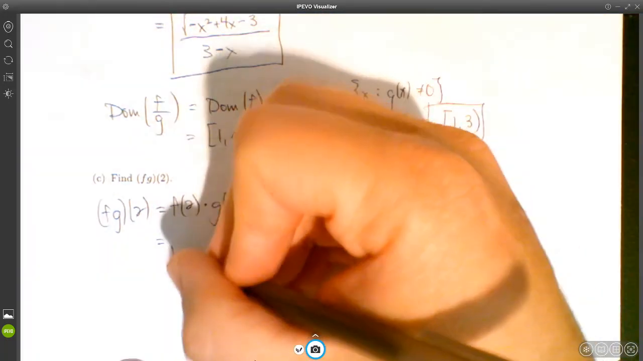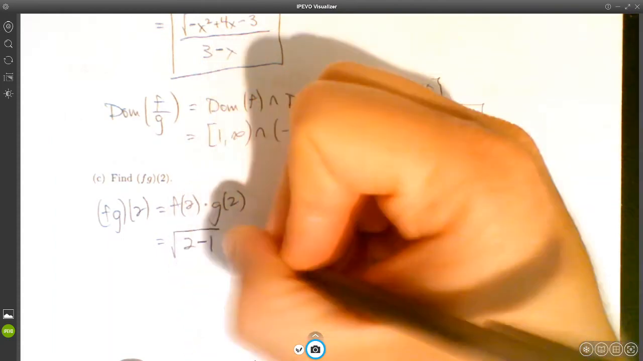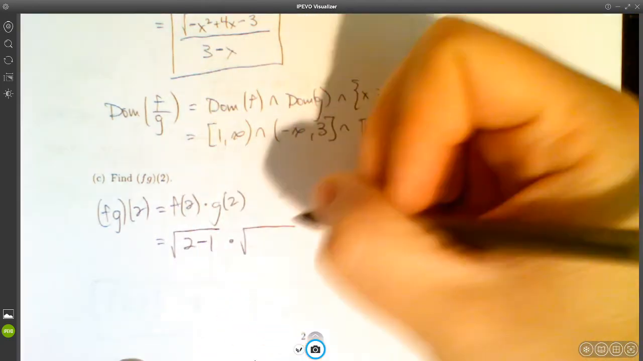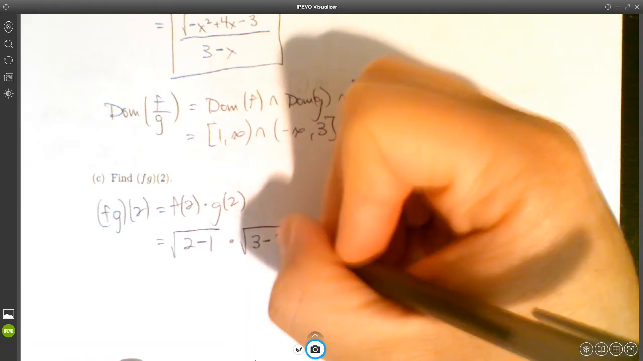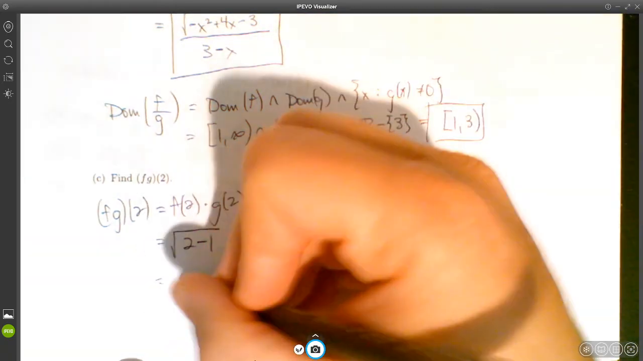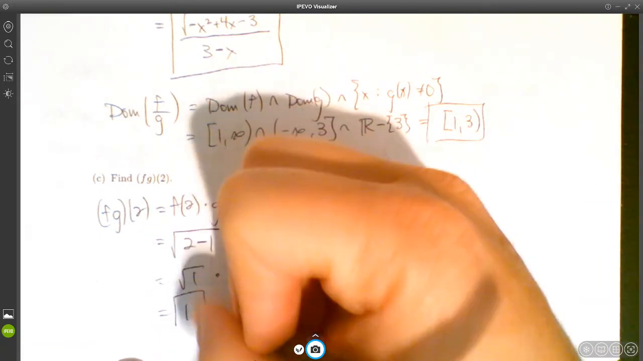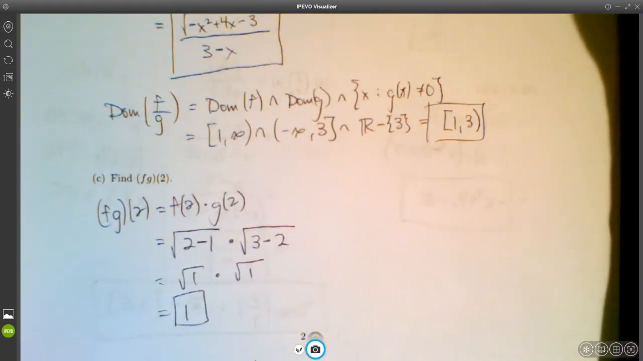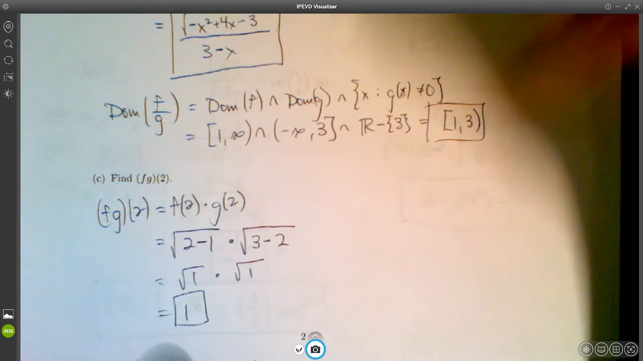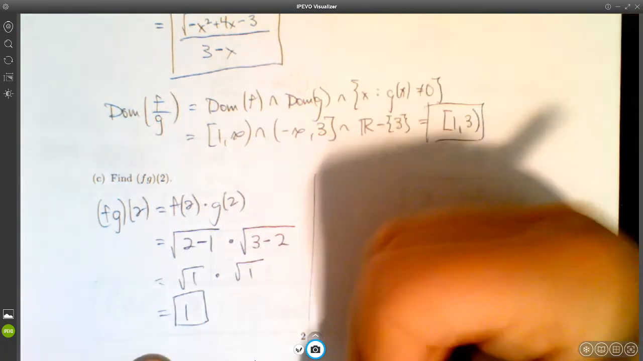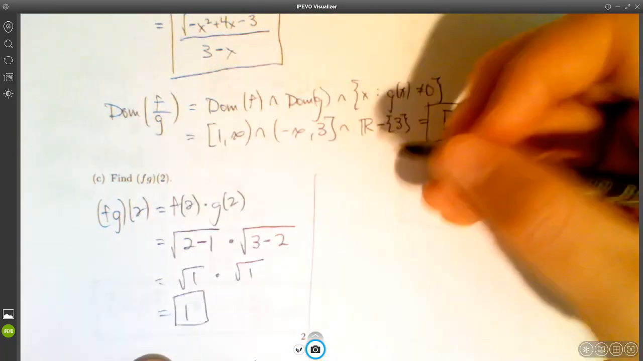F of 2 is the square root of 2 minus 1. G of 2 is the square root of 3 minus 2. How boring. So this is the square root of 1 times the square root of 1. That's just 1, right? So there's f times g of 2. So that's one way that you could do it.